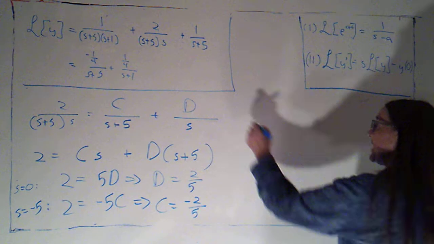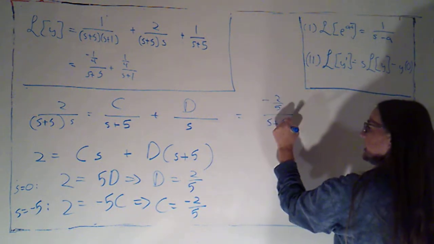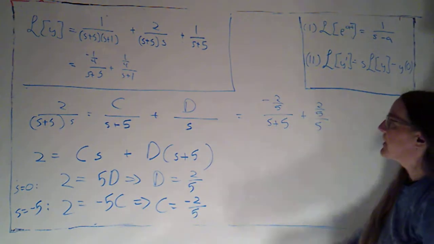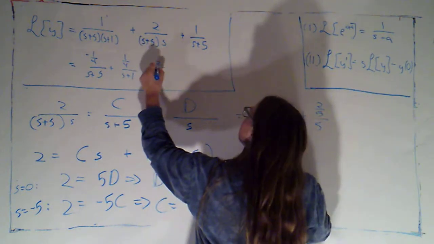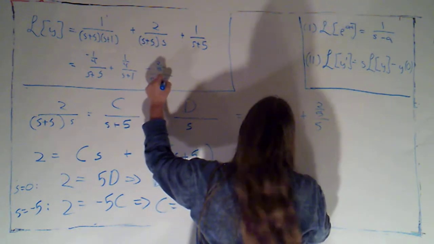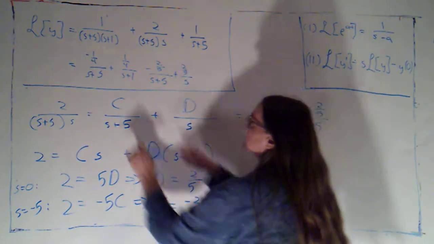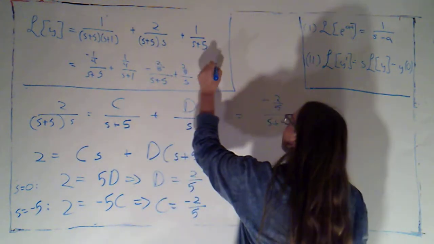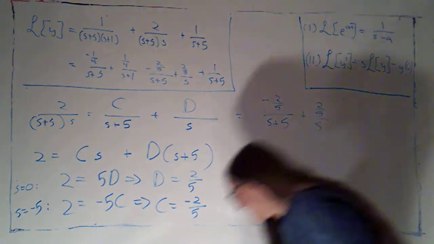So my fraction becomes negative 2/5 over s plus 5 plus 2/5 over s. So now I can write this one as minus 2/5 over s plus 5 plus 2/5 over s. So this fraction became these two, this fraction became these two, and then I still have the one I liked, which is the 1 over s plus 5. Okay.